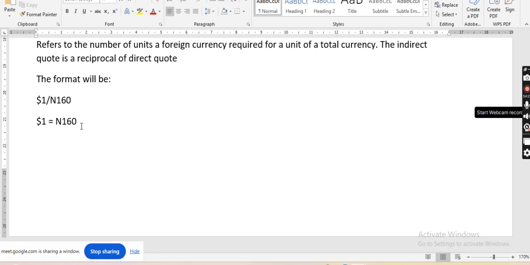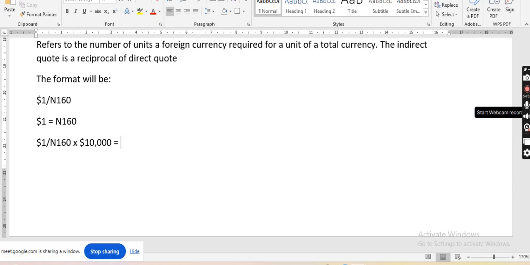So therefore, the conversion will be $1 divided by 160, times the $10,000. You have your figure in naira.